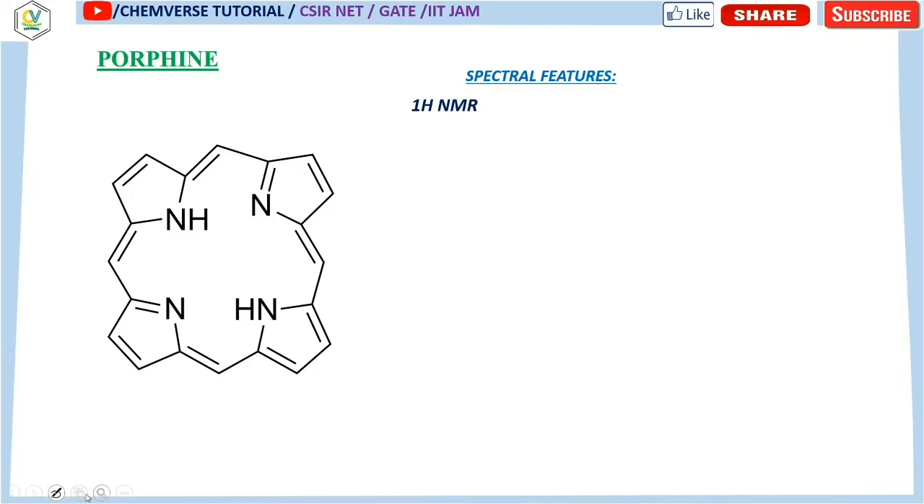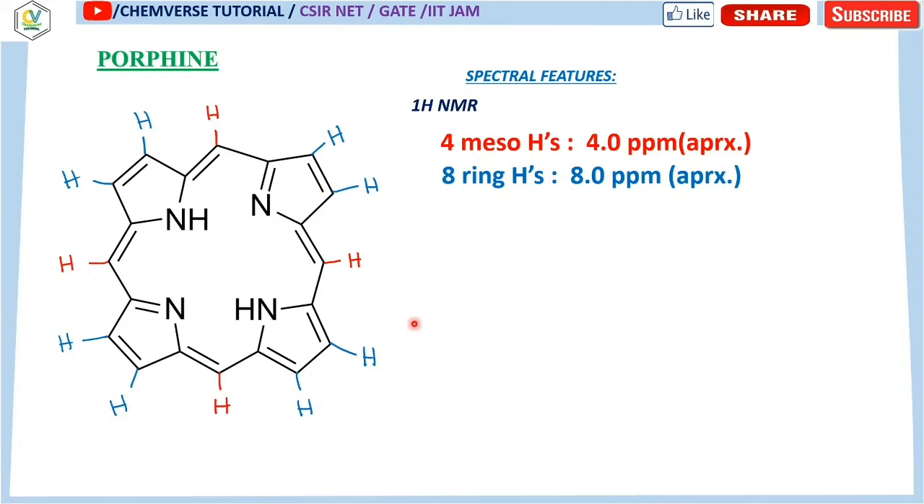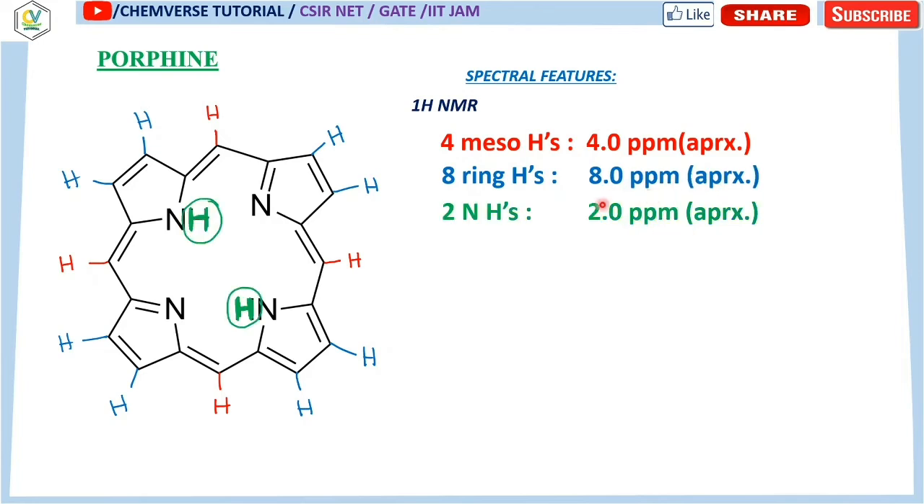Now in this case, let us see what we get from proton NMR. Over here you can see there are 4 hydrogens, which are called the meso hydrogens, which have a chemical shift value around 4 ppm, and there are 8 ring hydrogens which are denoted in blue color. Their approximate chemical shift value is 8 ppm, and these 2 NH protons will give a chemical shift value of 2 ppm. It is very easy to remember, because the number of that kind of hydrogen is the corresponding approximate value of the chemical shift.